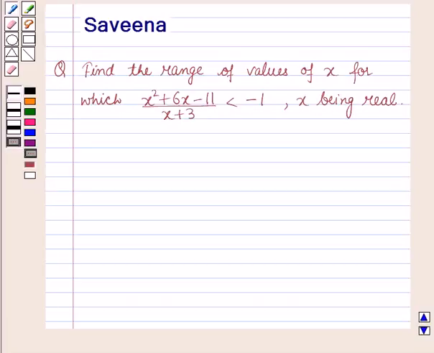In this session, we'll discuss a question which says: find the range of values of x for which (x square plus 6x minus 11) whole upon (x plus 3) is less than minus 1, where x is real. Before starting the solution of this question, we should know about a method, and that is the method of intervals.